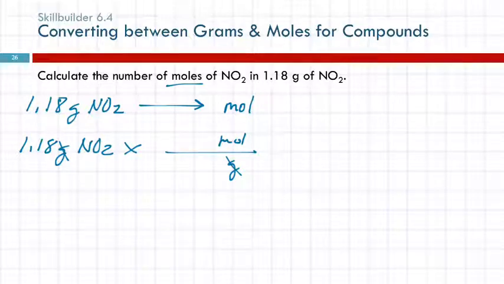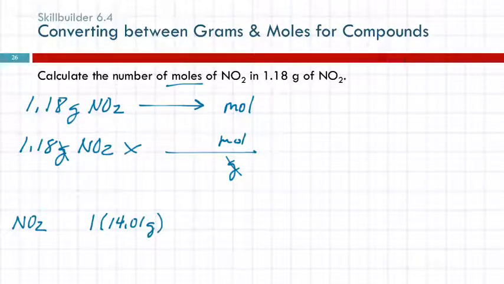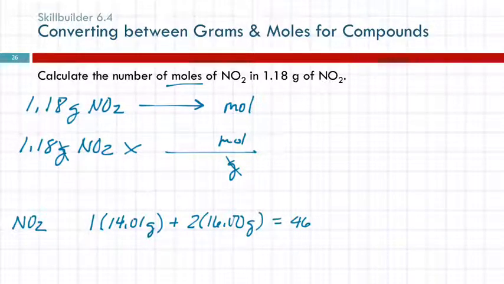So down here, NO2. I like to write the formula just so that I don't have to look around for it. So I've got 1 mole of nitrogen, 14.01 grams. And there's 2 moles of oxygen in there. Each mole of oxygen is 16 grams. So I've got 14.01 plus 2 times 16, 46.01 grams. That is equal to 1 mole of NO2.